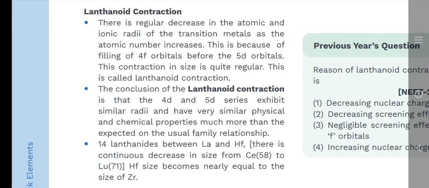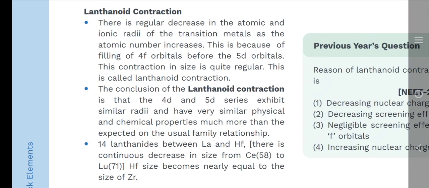Lanthanoid contraction. There is a regular decrease in the atomic and ionic radii of the transition metals as the atomic number increases. This is because of filling of 4f orbital before 5d orbitals. This contraction in size is quite regular. This is called lanthanoid contraction.